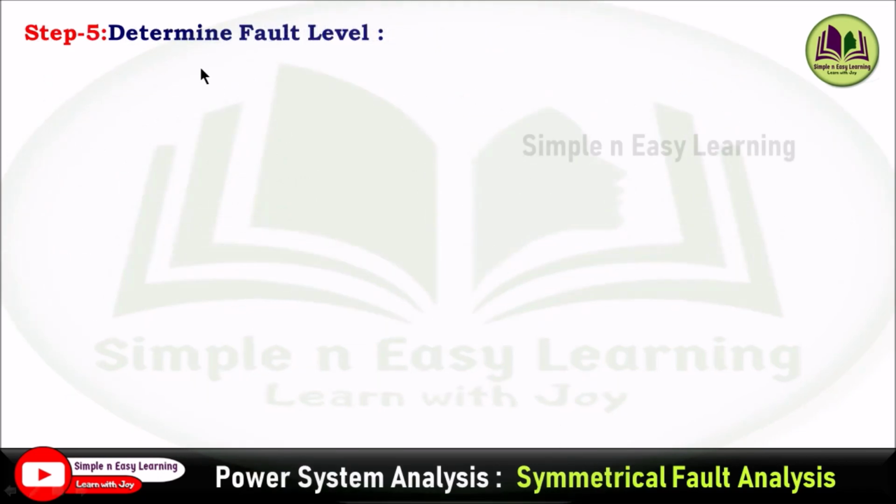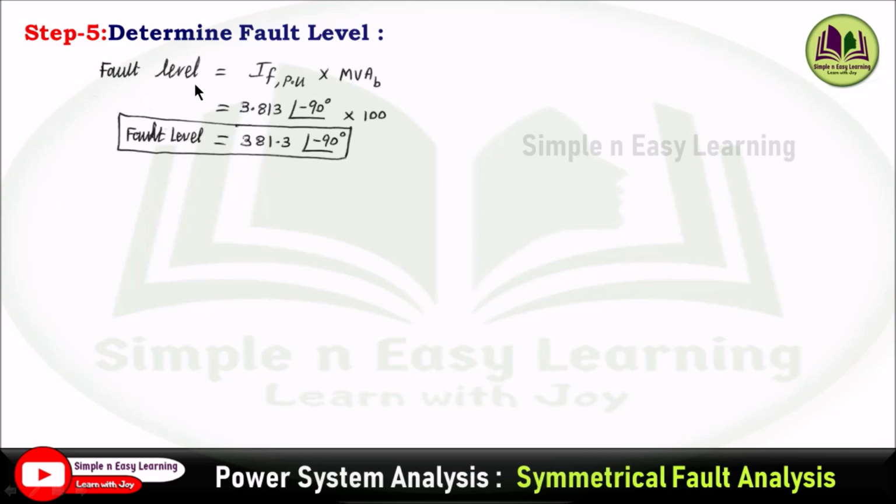Now step 5, determine the fault level. To find the fault level you will be having a formula: fault level equal to per unit value of fault current into base MVA. So per unit value of fault current is 3.813 angle minus 90, or minus j 3.813, both are same, into 100 MVA, that is the base MVA, we will be getting 381.3 angle minus 90, or you can put minus j 381.3. Okay, so this is your fault level.